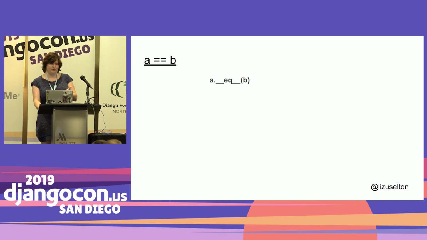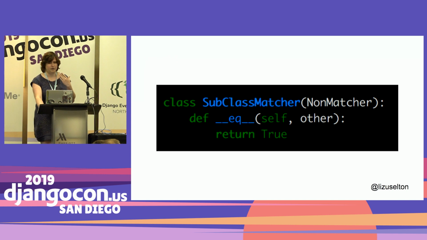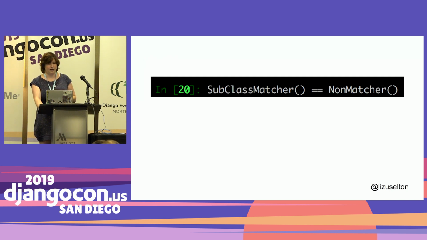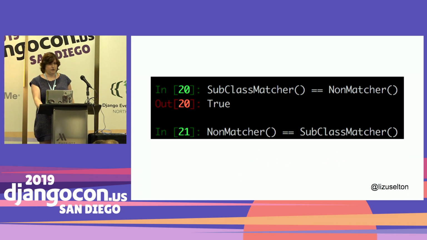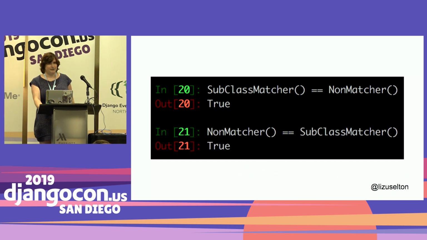But at least we have a mental model for how equals works, or at least one of the first four things that equals equals does. So, are you ready to be more upset about that one? I'm going to make a subclass matcher that inherits from non-matcher, and it returns true on the Dunder equals method, not false like the non-matcher. And so when we compare it to non-matcher, we get true, which is the thing that we thought we would get. But when we compare non-matcher to it, we also get true.